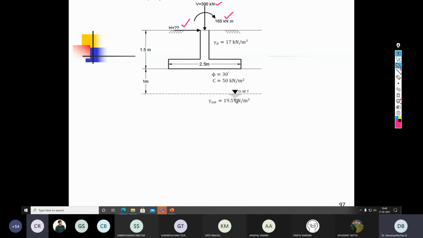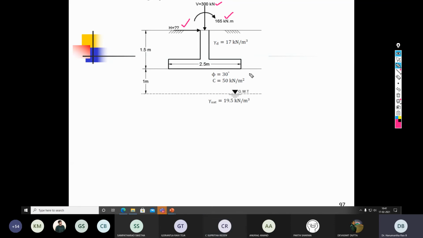You can take the horizontal force also as a moment, sir. That is true. So how do you account for that? That is also like H into 1.5, sir. That you can take as a vertical force with some eccentricity. Again, you have to add the moment to 165. Exactly.